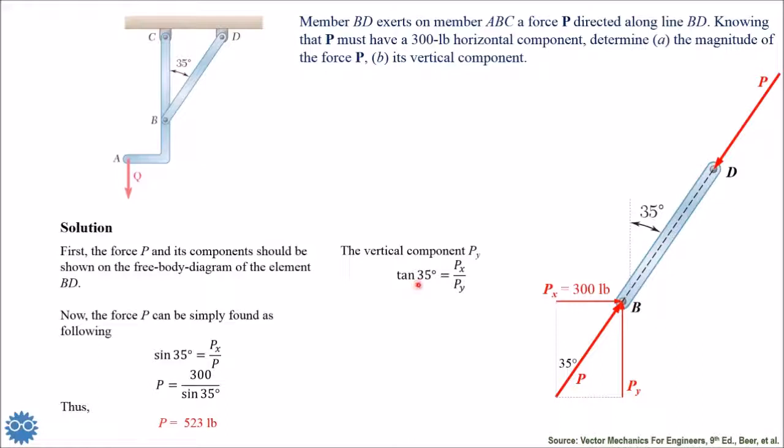Never try to memorize everything. Just be careful in determining the position of the angle which you are using in the solution. Now we can say that Py equals 300 over tan 35. So Py will equal 428.4 pounds. And this is the solution of this problem.